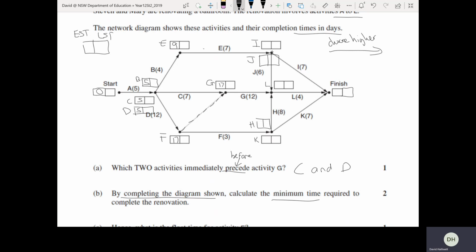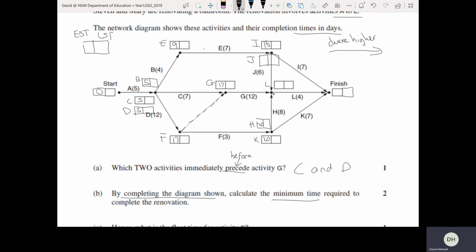There's only one way here to get to this vertex, and that's via E. So 9 plus 7 is 16. Next one, let's go K, the H and K here. So there's one way to travel there. 17 plus 3 is 20. There'll be 20s.